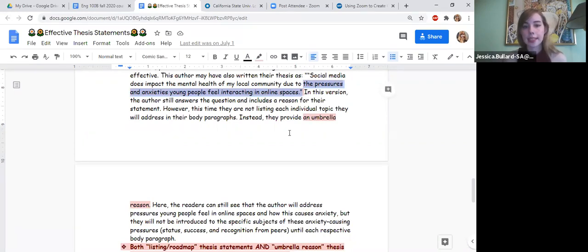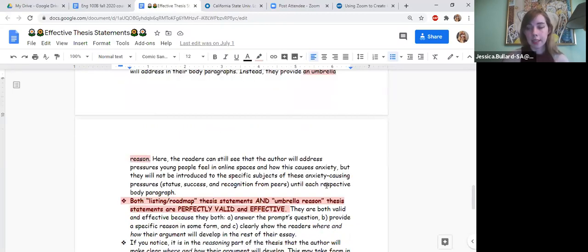Okay, I can still see that they're going to address pressures young people feel in online spaces and how this causes anxiety, right? Because they say so here, pressures and anxiety young people feel in interacting in online spaces. However, they don't list it out the way they did in the first one, yet when they get to the topic sentences where they bring up success, status, and recognition, it will still align with what their thesis says.